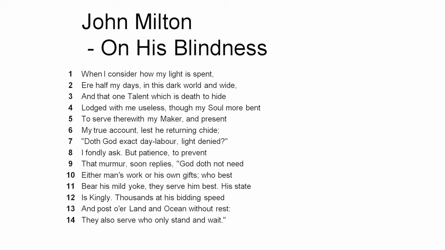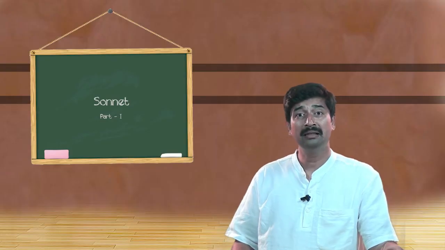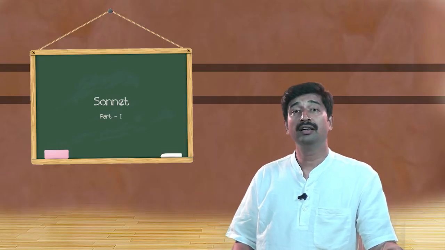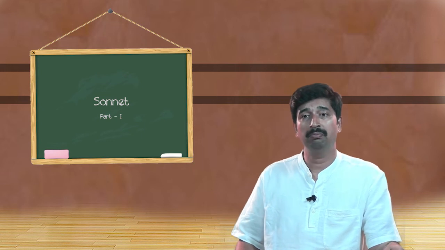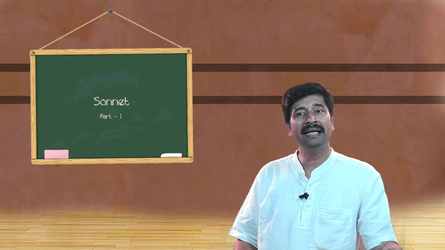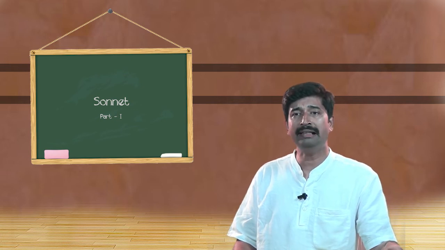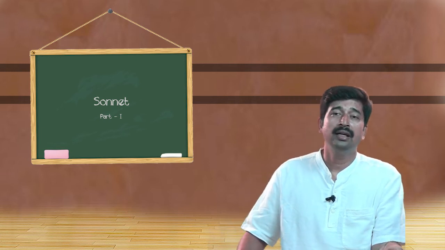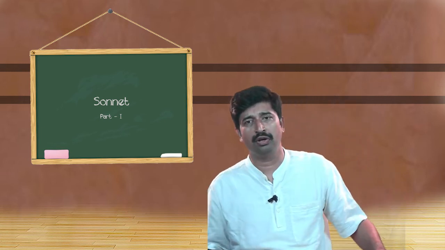This is the argument of a person who is talented, but his talent has been taken back by the person who has bestowed it. Now, the complaint is lodged in the initial part of the sonnet, but it has been answered towards the end. Let's look into the structure of the sonnet.